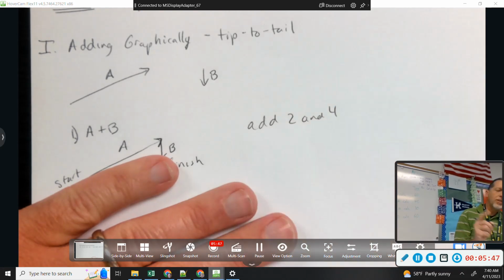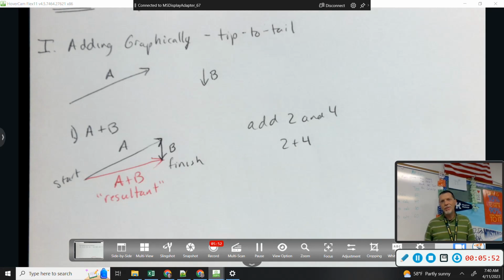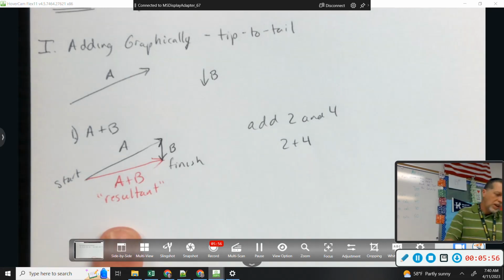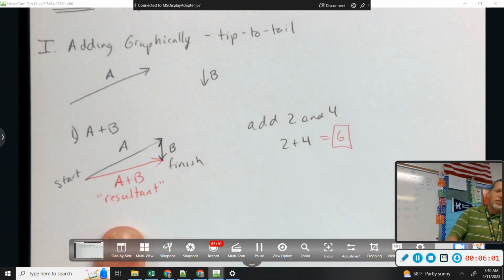And you say, oh, I know how to add 2 and 4. That's 2 plus 4. Well, yes, but you're not done yet. You've got to finish the problem. That a plus b resultant is the equivalent of the answer 6.